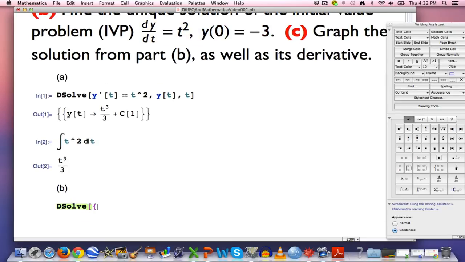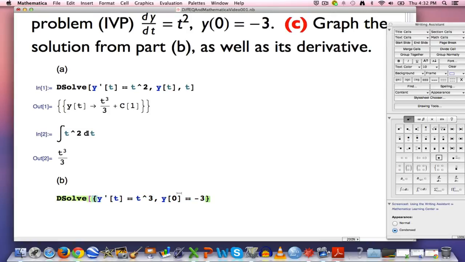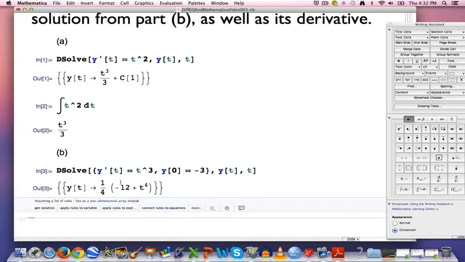Yes, it can. Now I need to consider typing in both equations, both the differential equation and the initial value, both times with double equal signs, and also put inside what's called a list in Mathematica. Notice the curly braces here and right there. That's a list. This is a list of two equations, the first of which is a differential equation, the second of which is an initial condition. Then put a comma, then put y of t, then comma t, just like before. Do a shift return.